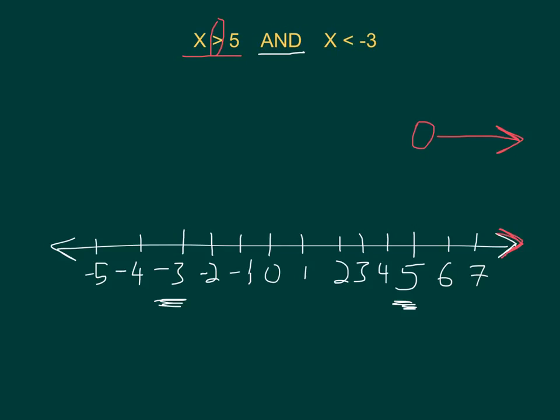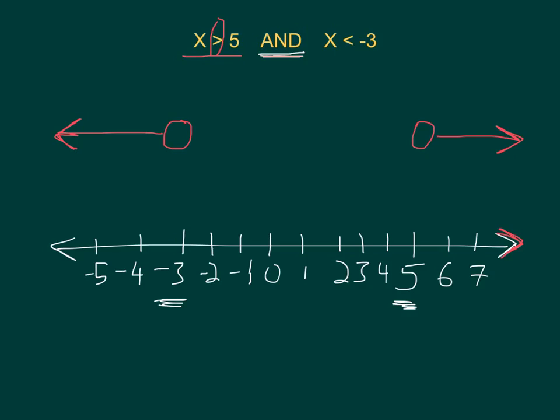x is less than -3. Well, I'm going to have an open circle because it doesn't have the equal sign. And I know it's less than, so I'm going to go in that direction. Remembering back, when I have the word "and," I have to take the part where they overlap. But these two lines don't overlap. That means there is no number which is true for both of these.